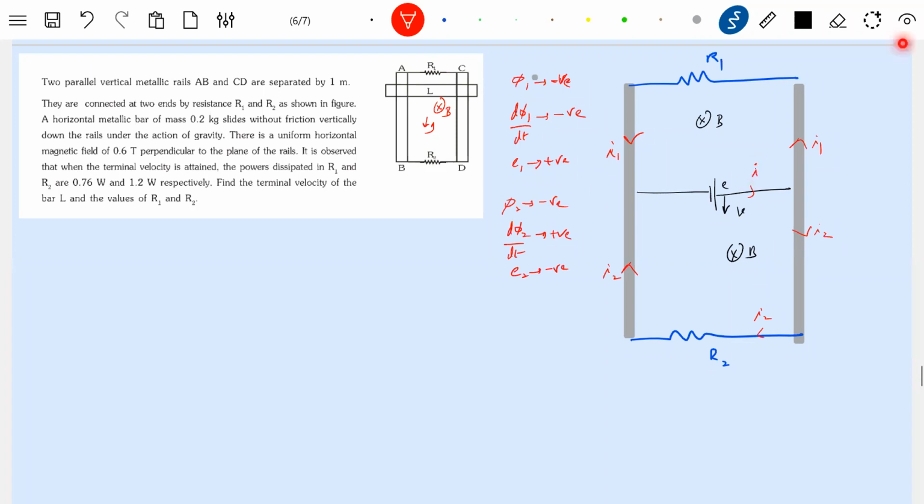So don't get scared. Number of loops are there. Let it be here. Then BIL force definitely should act up, and there is mg. This much information we have, and this particular rod is moving with a constant speed. This is B, I'll indicate all the things, and this is that rod. Find the terminal velocity of the bar of length L and the values of R1, R2. It is asking the terminal velocity, this Vt I'll call it, and the resistances R1, R2. We have power dissipated here.